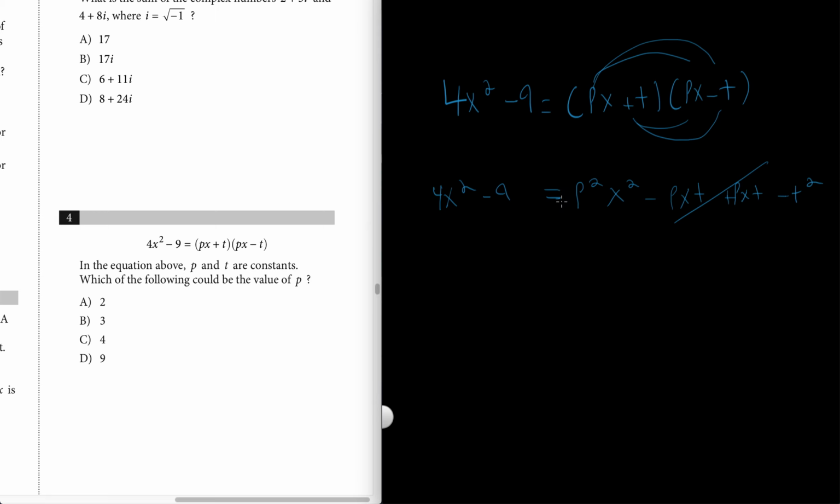So we notice that the only term that has an x squared is this right here, which has a p squared as well. So we know that p squared has to be equal to 4, right? Because these expressions need to be equal to each other. So p squared is equal to 4, so that means p has to be either 2 or negative 2. And in this case, negative 2 is not an answer choice, so p equals 2. So the answer is A.